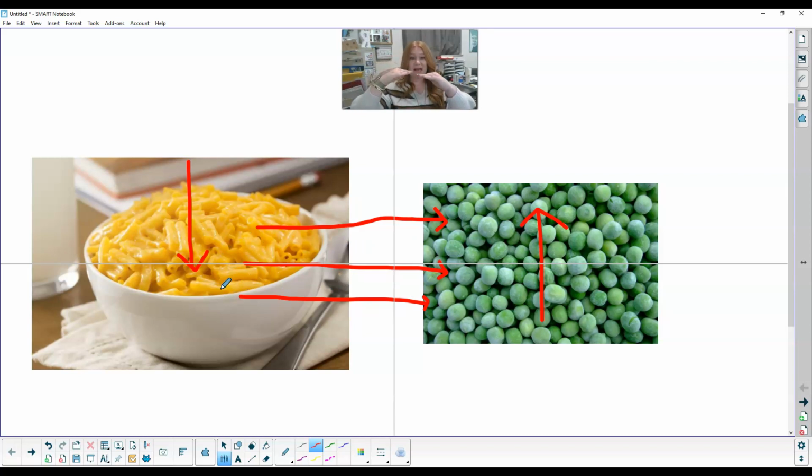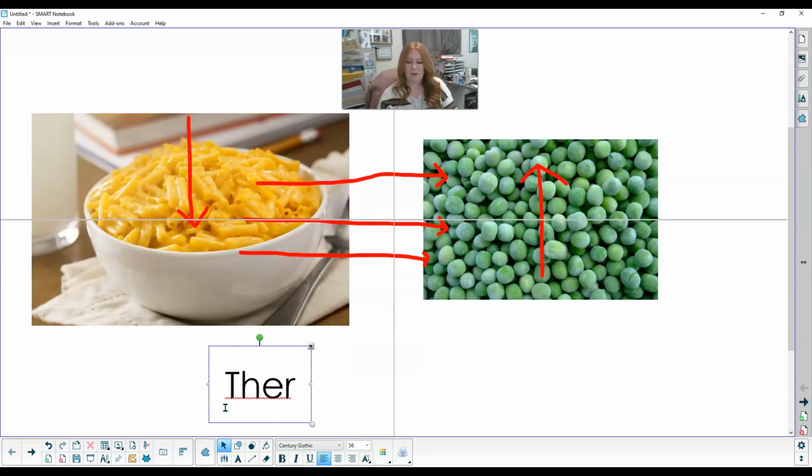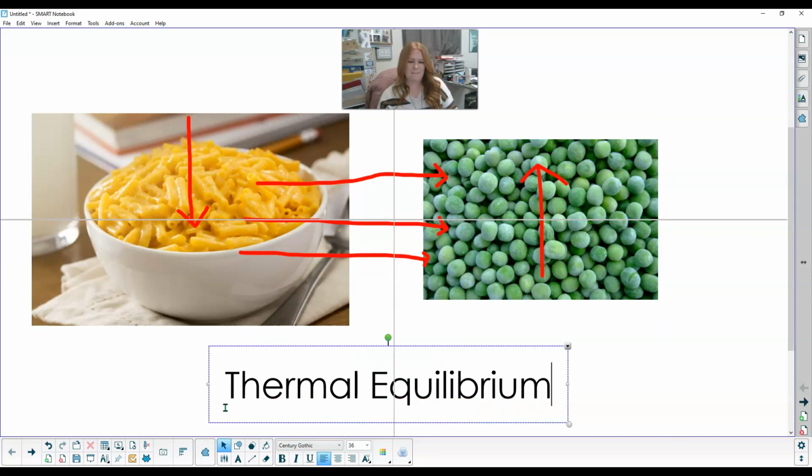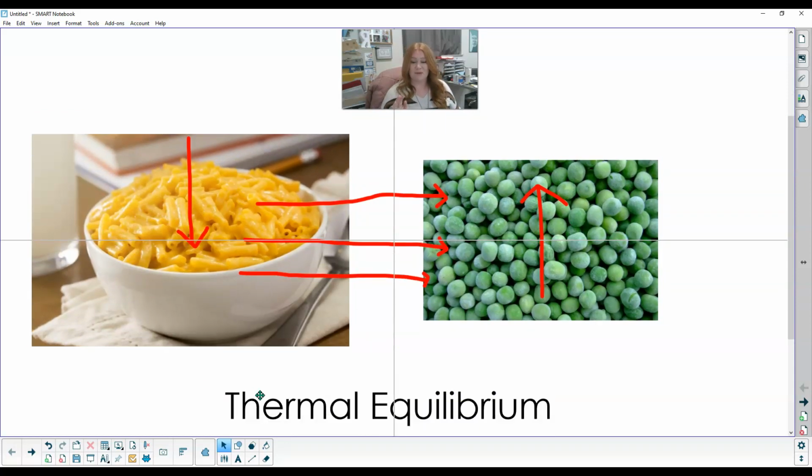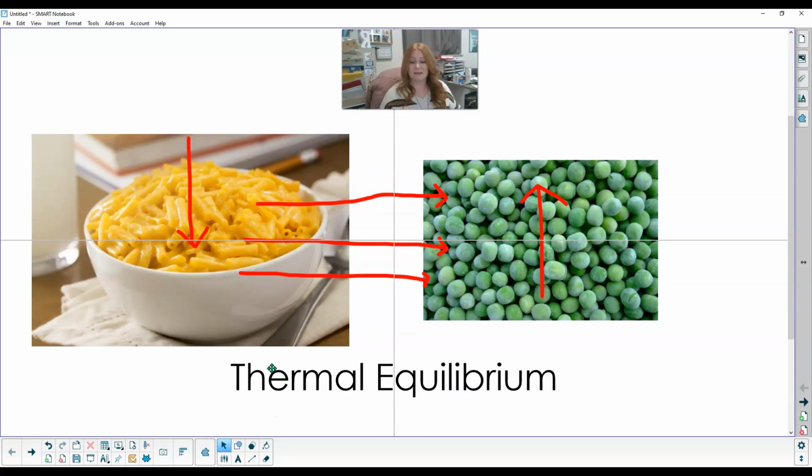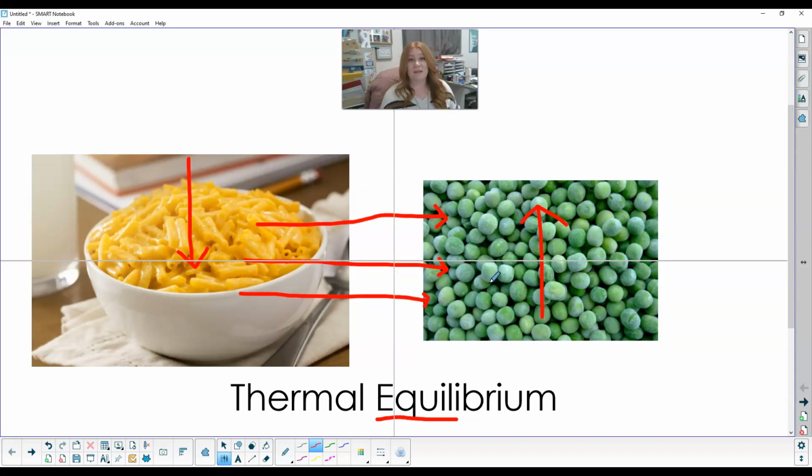And they're going to keep doing that until they balance and reach something that we call thermal equilibrium. Thermal equilibrium. So thermal means heat. So their heat reaches an equal balance. When things are in equilibrium, that means they are balanced. So the mac and cheese gives the heat away. So the peas are not really cooling the mac and cheese down. The mac and cheese is heating the peas up.